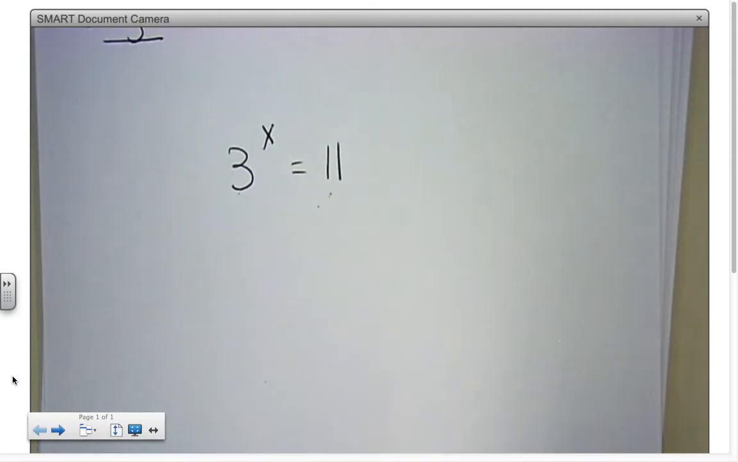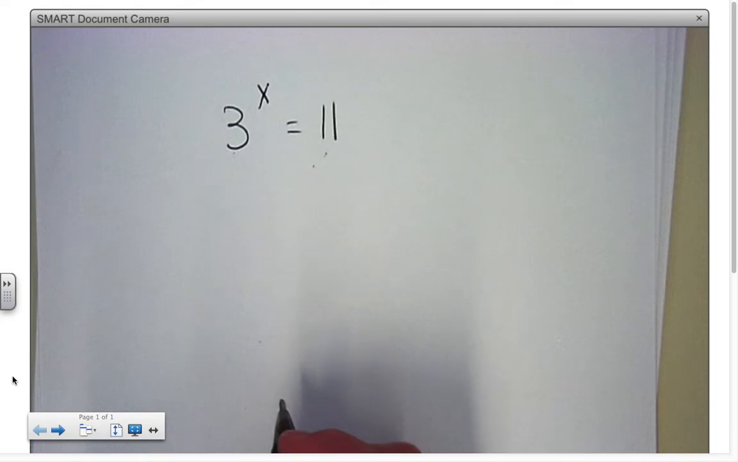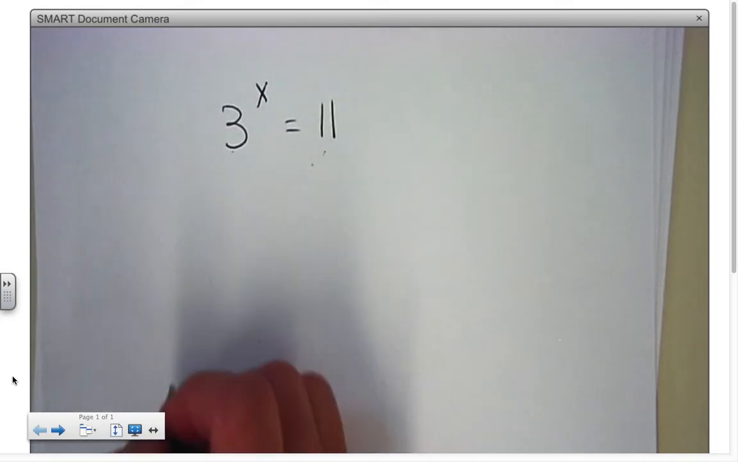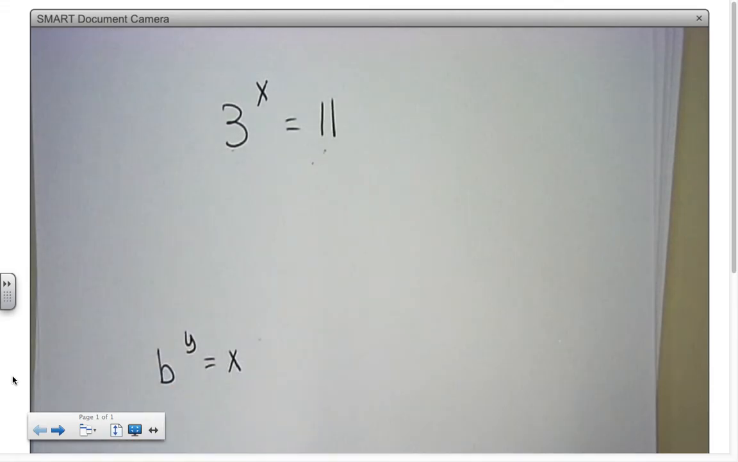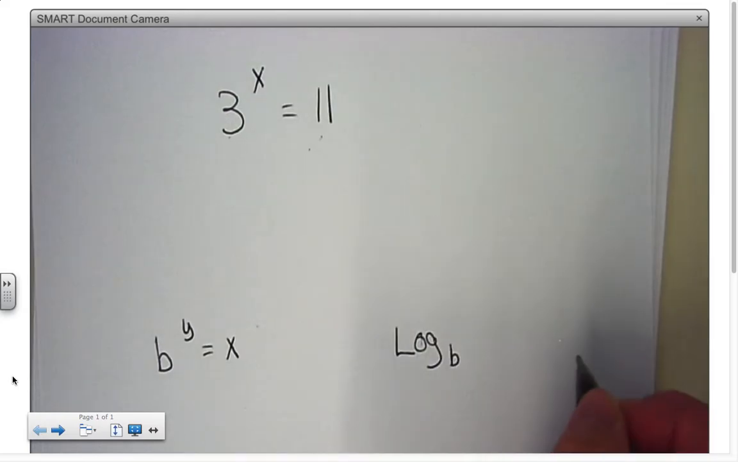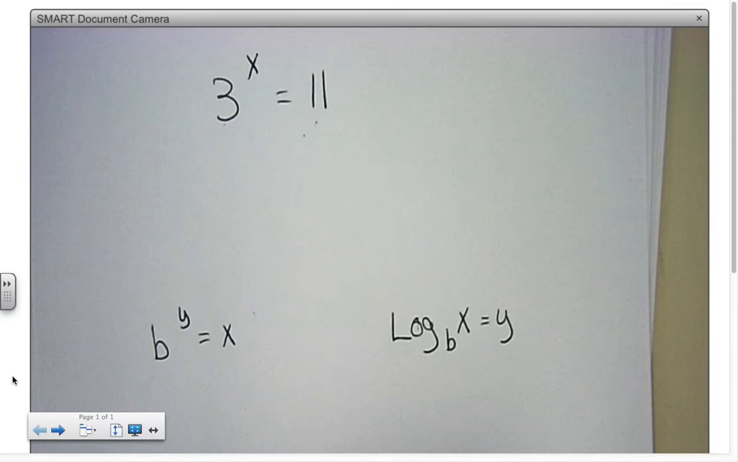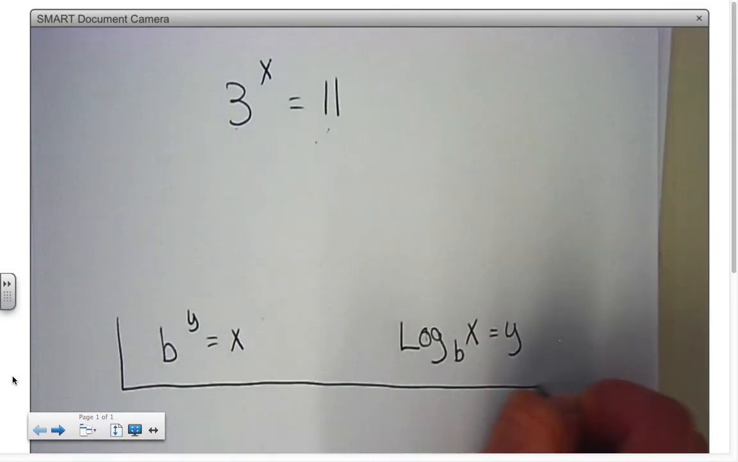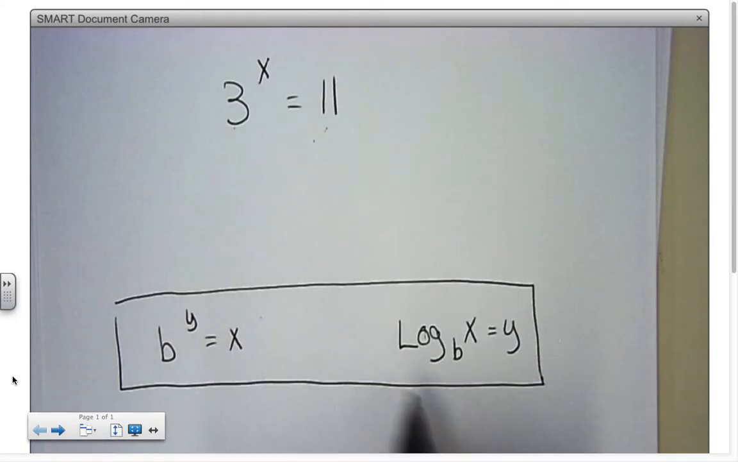So the most important thing that you're going to need to understand for today is how to switch from an exponent to a log and back. If I have something like b raised to the y equals x, that's the same as log base b of x equals y. So this is super important. This is the exponential form and this is the log form of the same thing.